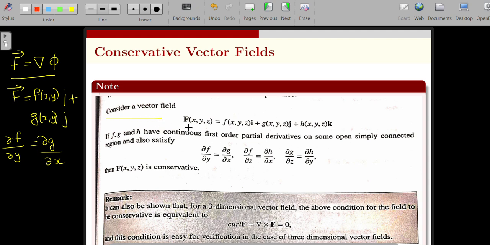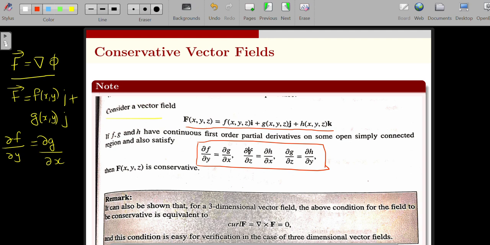So if F is a vector field that depends on three variables x, y, and z, then F is given by f of x, y, z i plus g of x, y, z j plus h of x, y, z k. Then if F is conservative, F satisfies these three conditions: dou f by dou y is equal to dou g by dou x, dou f by dou z equal to dou h by dou x, and dou g by dou z equal to dou h by dou y.